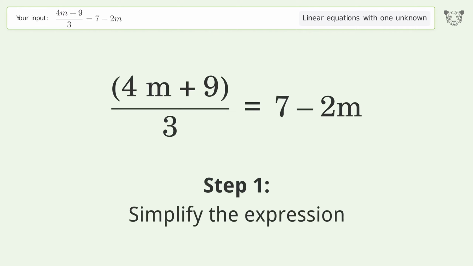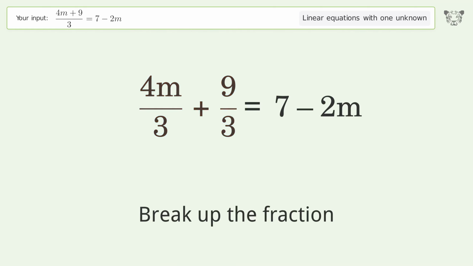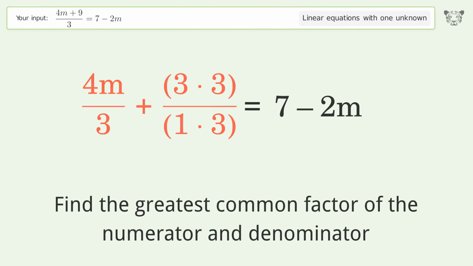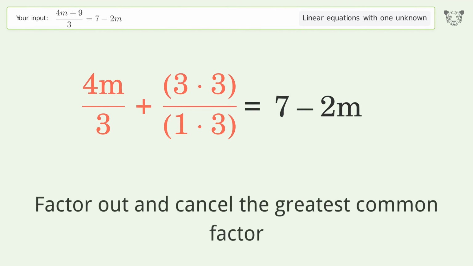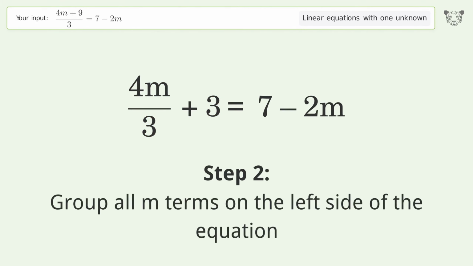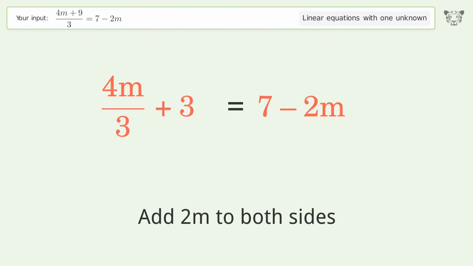Simplify the expression. Break up the fraction. Find the greatest common factor of the numerator and denominator. Factor out and cancel the greatest common factor. Group all m terms on the left side of the equation. Add 2m to both sides.